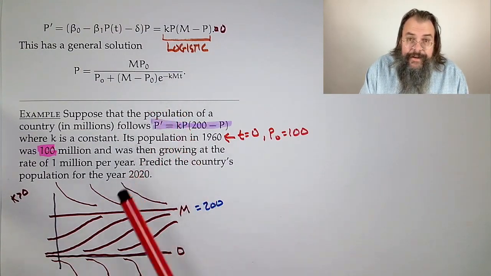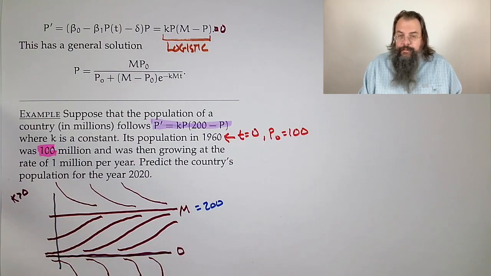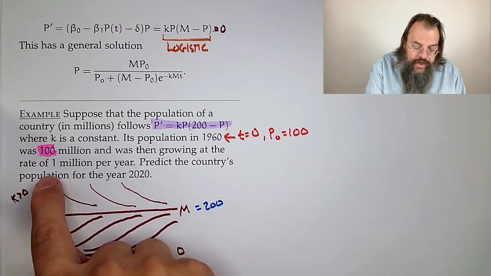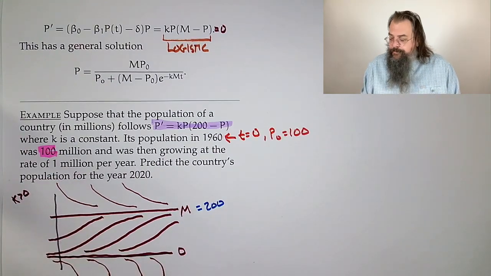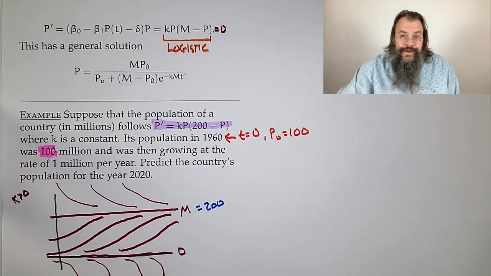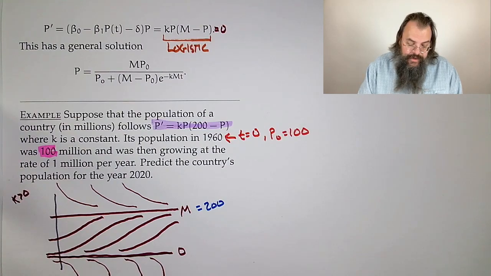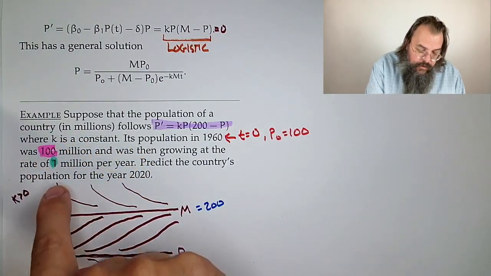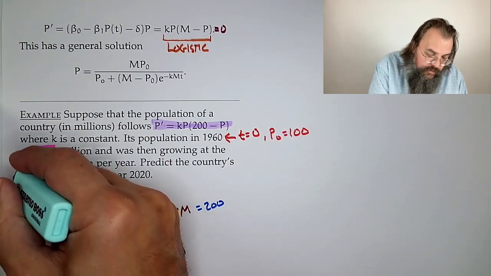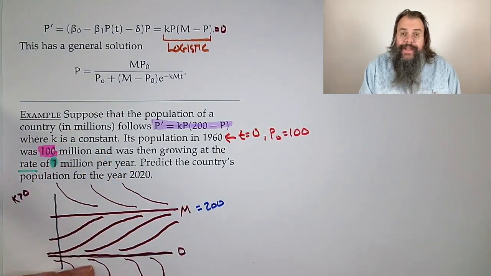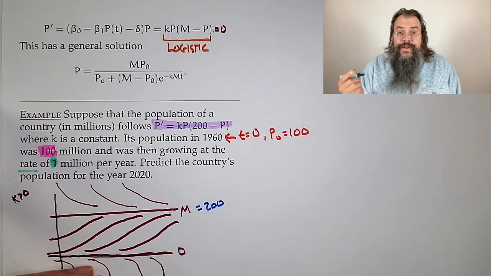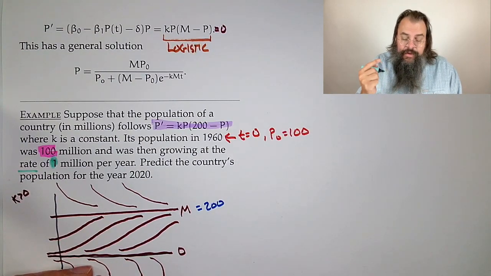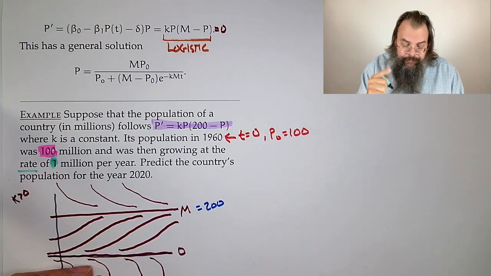We don't have K yet, but that's all right. The problem continues. It was growing at the rate of 1 million per year. All right, so what do we have? Well, we see that there's a number here. And what is this? Well, we see the word rate. That means it's a derivative. So the derivative at time 0 is 1 million per year, which means it's 1.